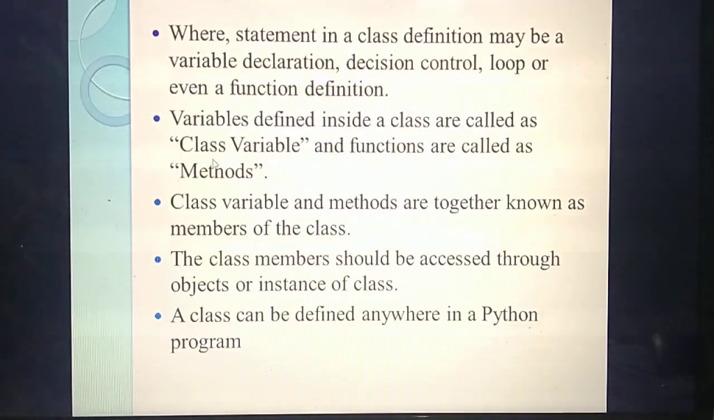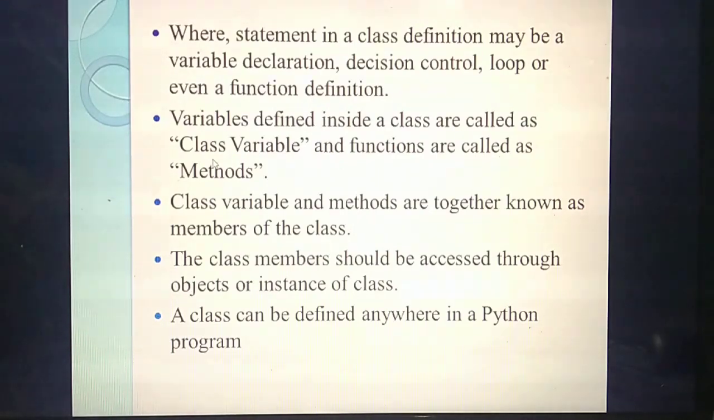So the variables defined inside the class are called class variables, as well as the functions we call methods. So inside the class, functions as well as variables are there. We can call these functions and variables together the members of a class. Now the class is there, inside the class variables are there, functions are there. Now you need to access the variables as well as functions.